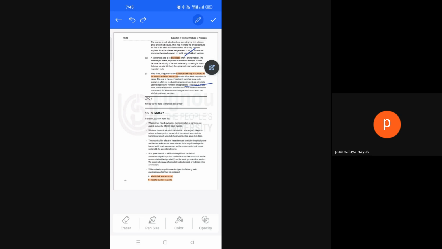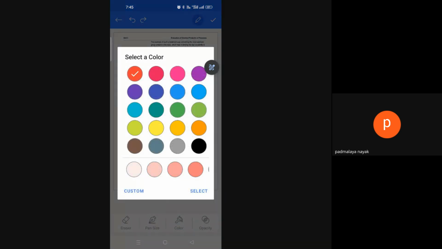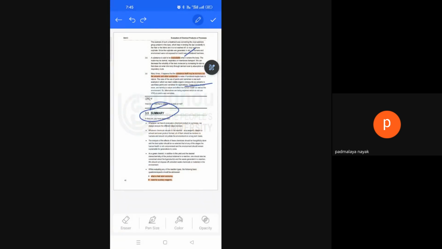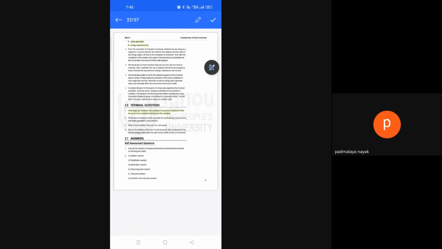Then the summary is given. What I told you, what I read from this topic, has already been discussed, and the summary is given here. Okay, you should read it, because whenever you read the summary, the total scenario, the total picture of the topic, will come to your mind. Here some questions are given, and the answers are also given, and you should read them.